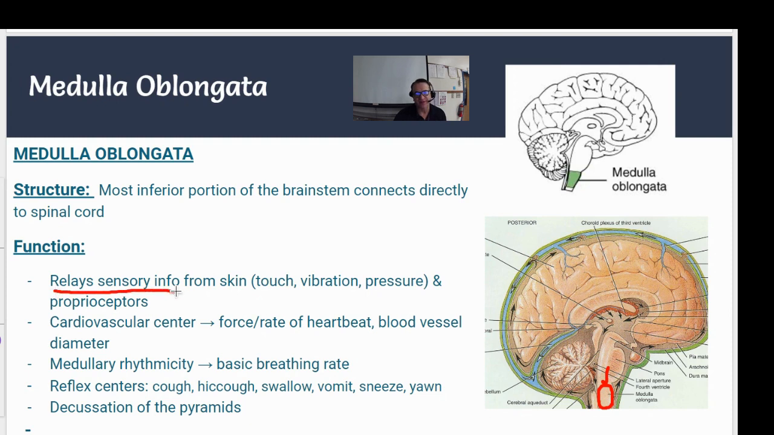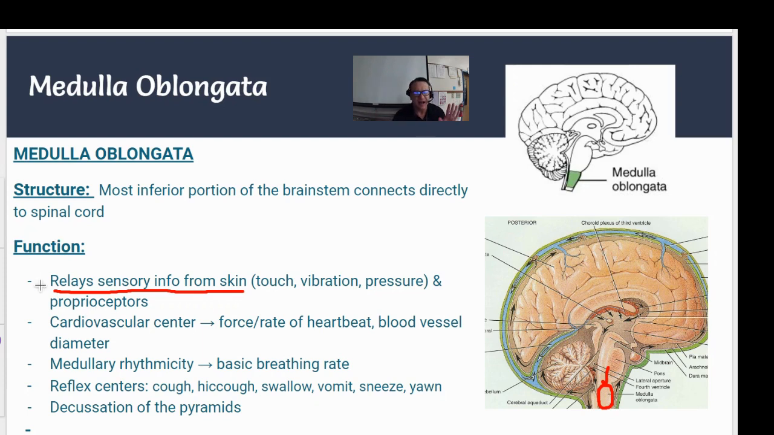Relays sensory info from the skin. True. Touch, vibration, pressure, and also proprioceptors. Remember, it tells me where my body is. Okay, my hand's right here. I have my eyes closed, but I know it's right there because I have proprioceptors. I can also, without looking, touch my nose, my mouth, my chin. I can do that because I have proprioceptors. It allows my brain to know where my body is in space, even if I'm not looking at it.